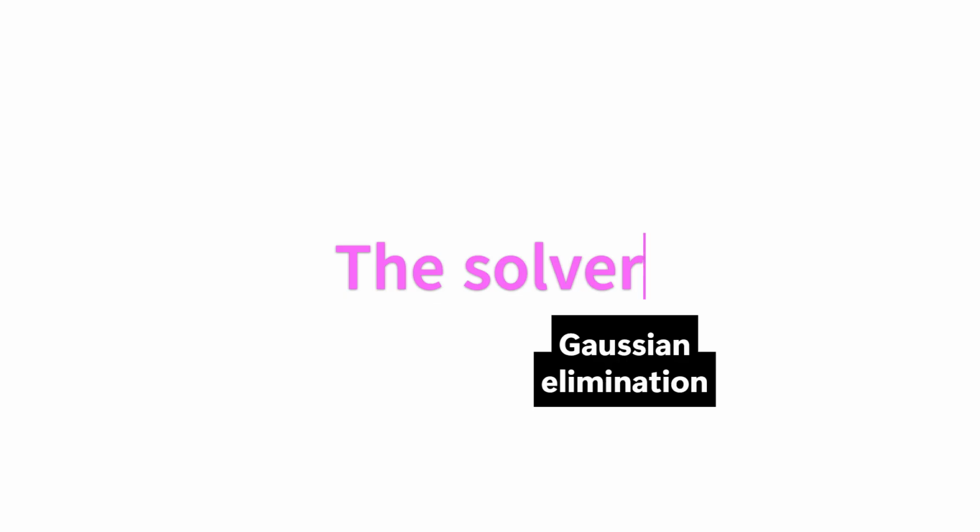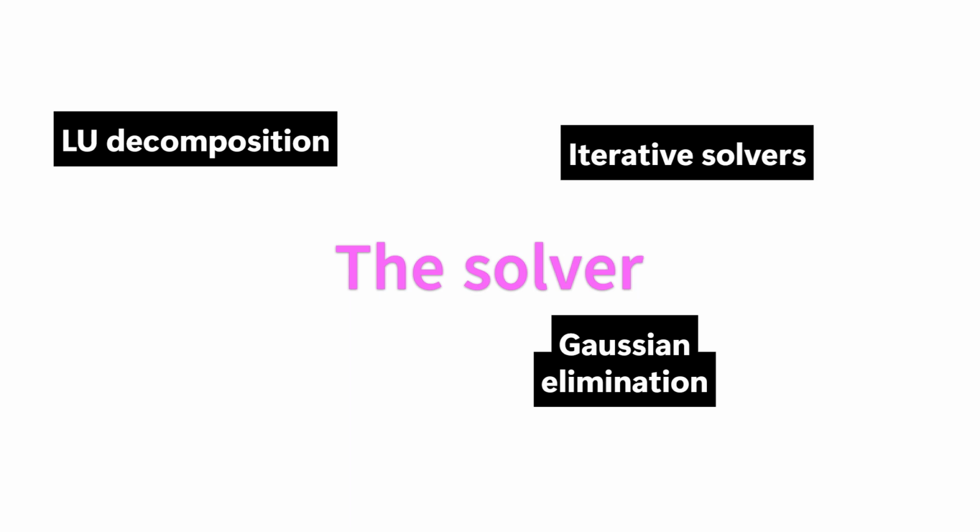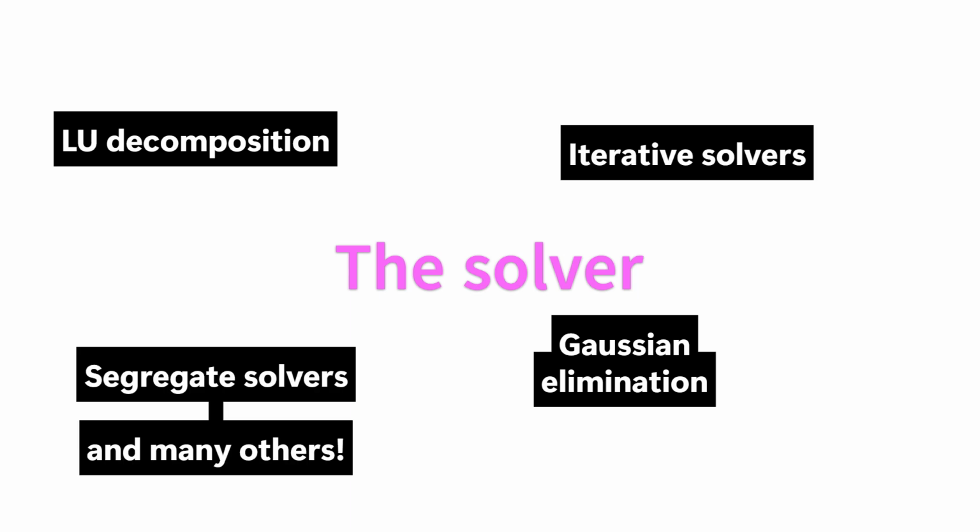And now comes the final step of the mathematical side. We have a matrix, we need to solve it. There are different ways to solve it, like Gaussian elimination, LU decomposition, iterative solvers, there are segregated solvers, and each choice affects speed, stability, and accuracy. We'll talk about that later in another video.